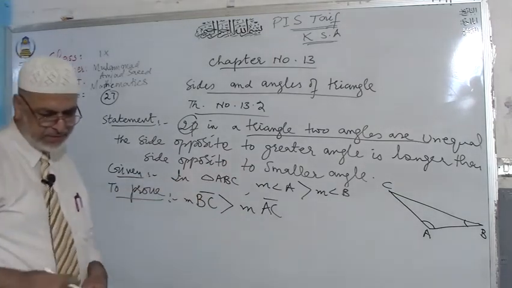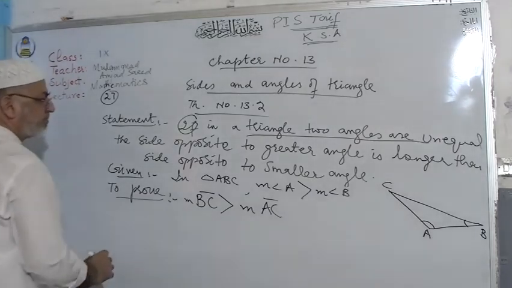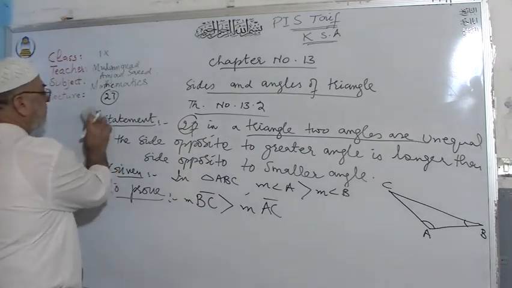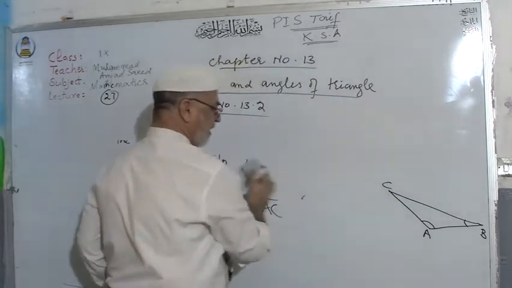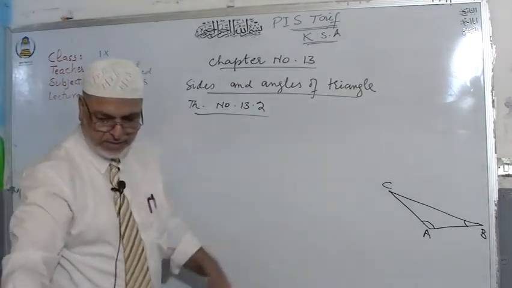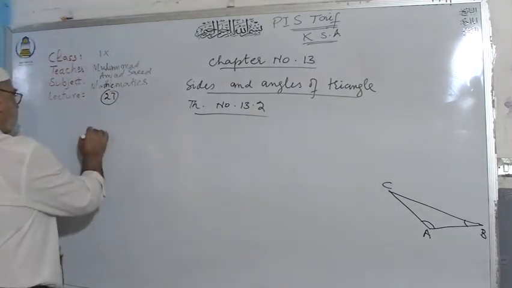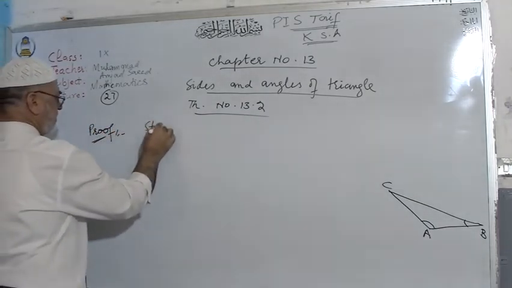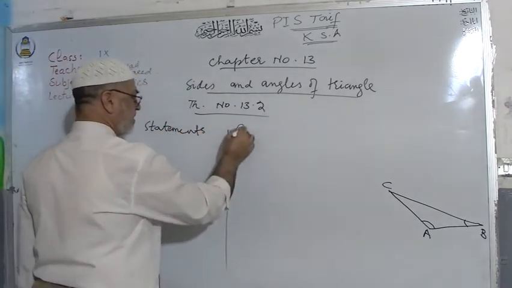After that, we have the proof. In case of proof, there is no construction in this diagram. We are not going to add anything in this diagram. We will use this diagram up to the last one. Proof, statements, reasons.